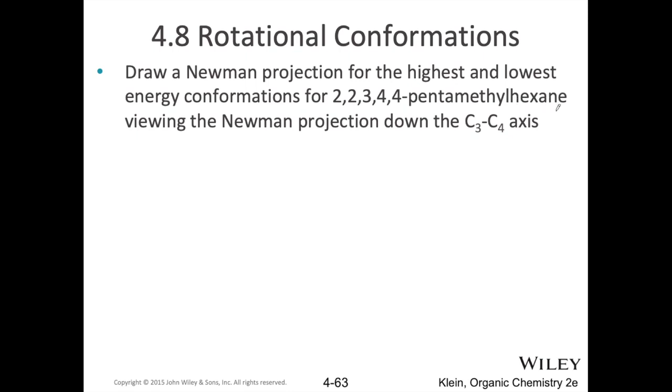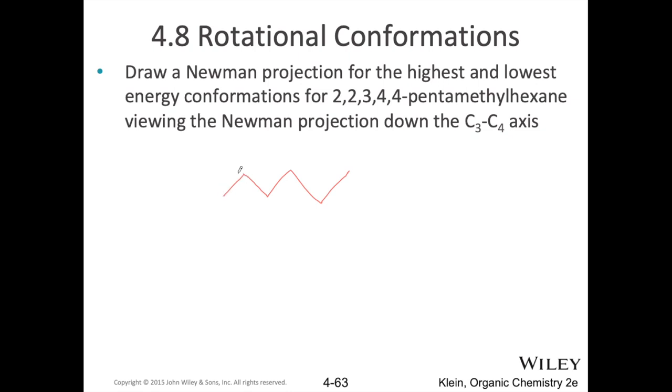So we've got hexane as our root word there. Okay, so we're going to have 1, 2, 3, 4, 5, 6 carbons. It's 2,2,3,4,4-pentamethylhexane. So we've got 2 methyl groups on that number 2 carbon.